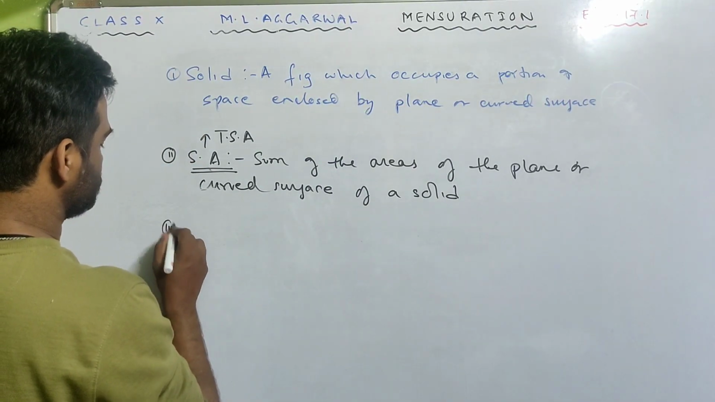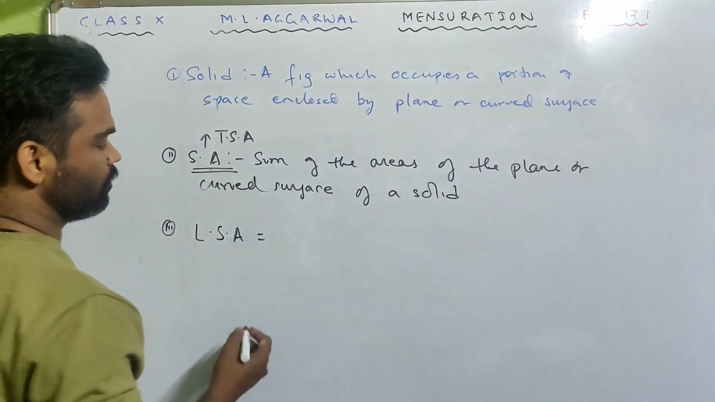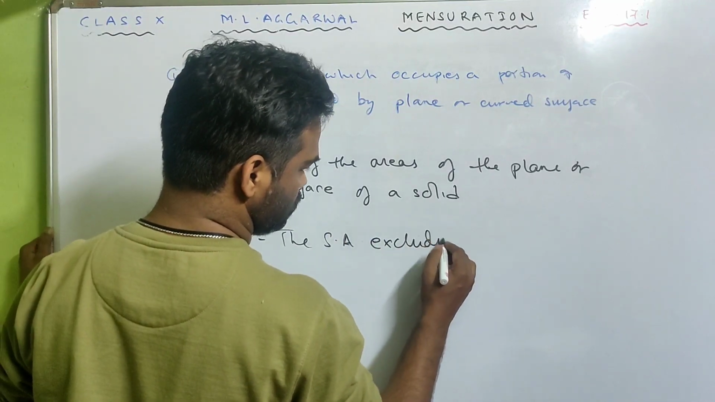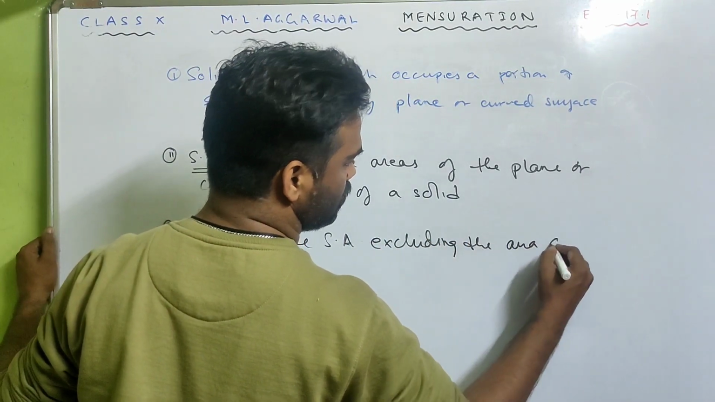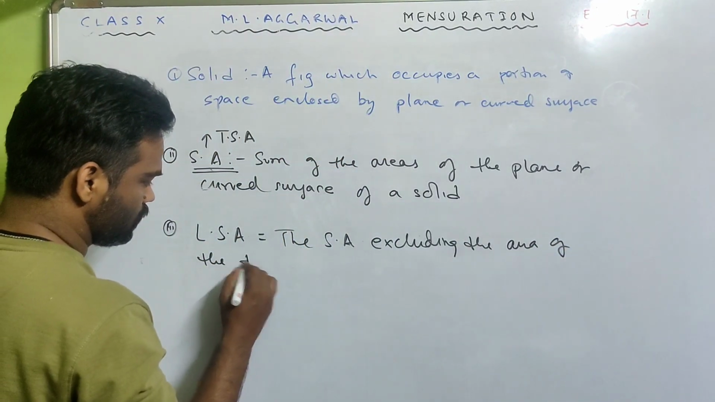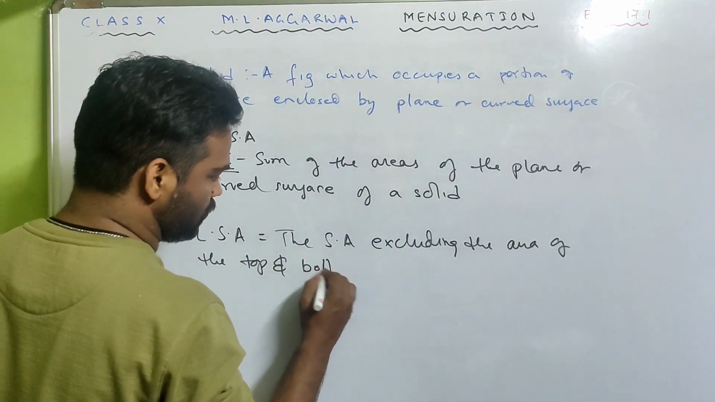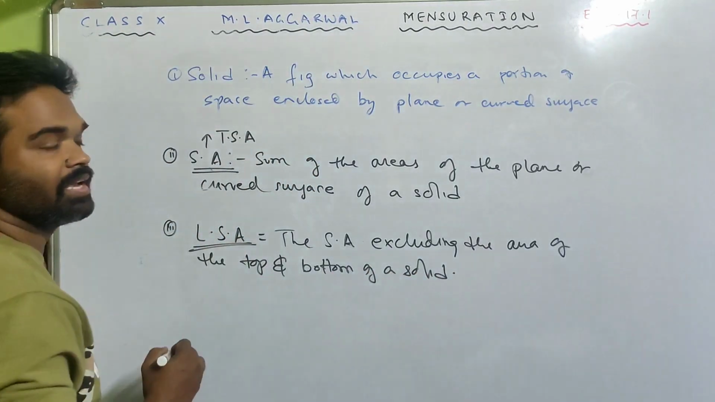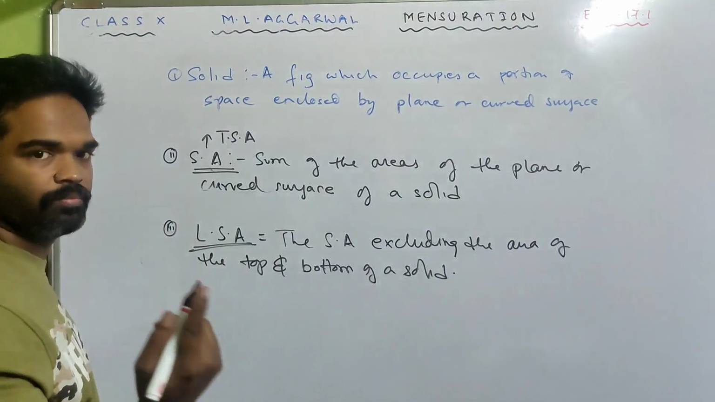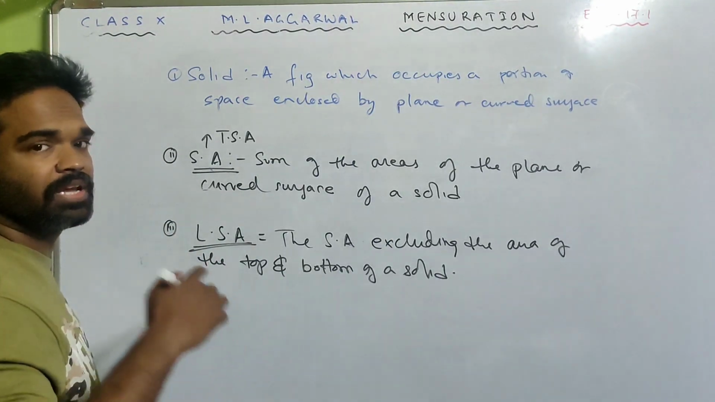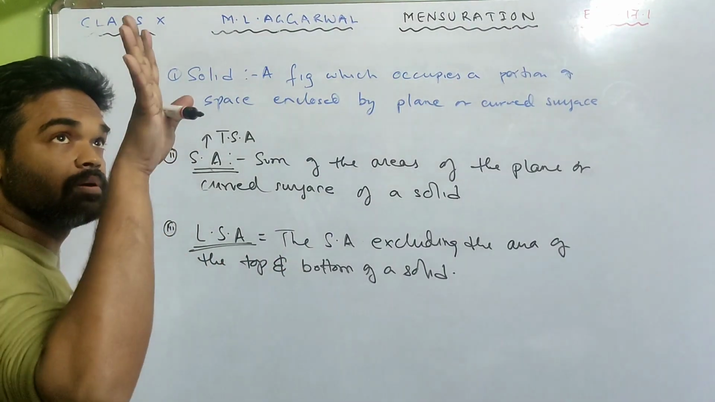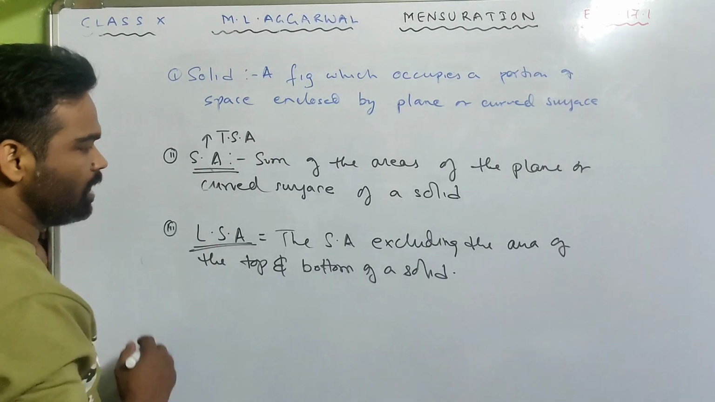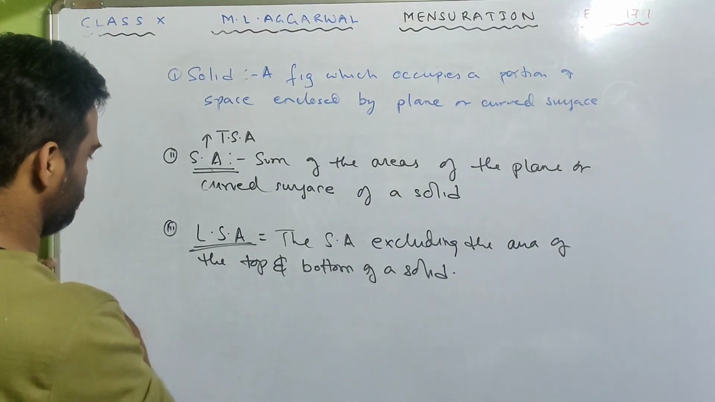Now there is one more term, lateral surface area. What is lateral surface area? Very easy. The surface area excluding the area of the top and bottom of a solid, that is known as lateral surface area. For example, in this room, the lateral surface area is nothing but area of the four walls. The top and the bottom are not included. Okay? That is your lateral surface area.